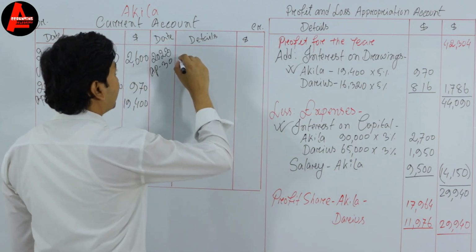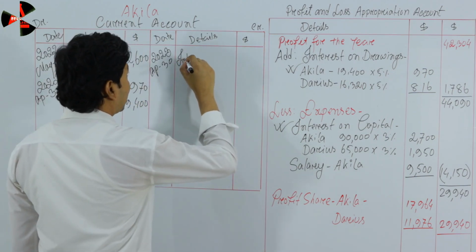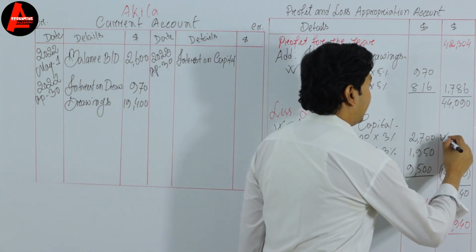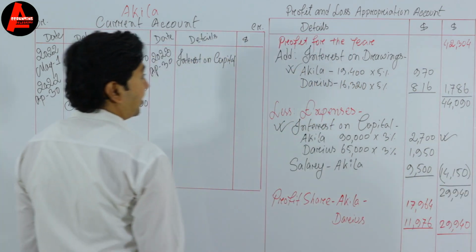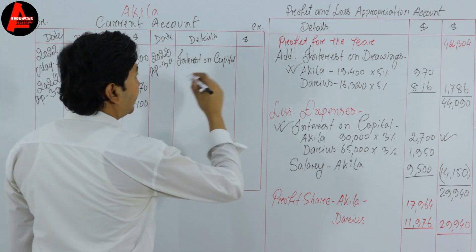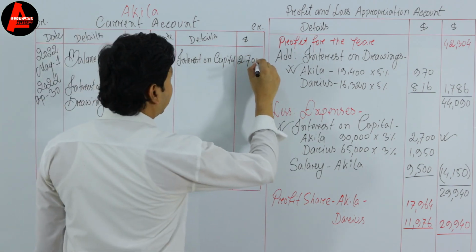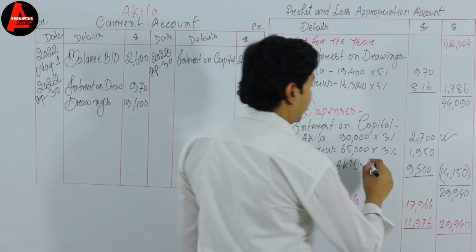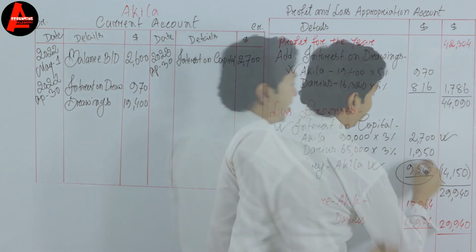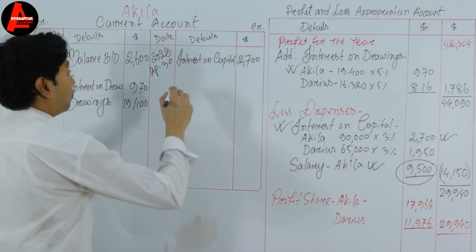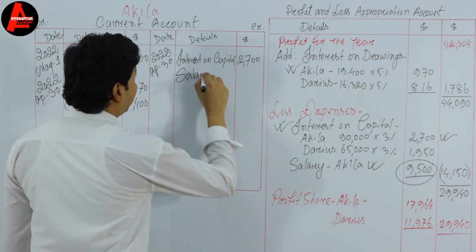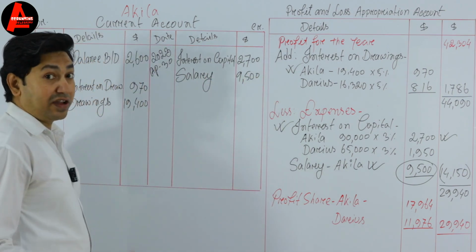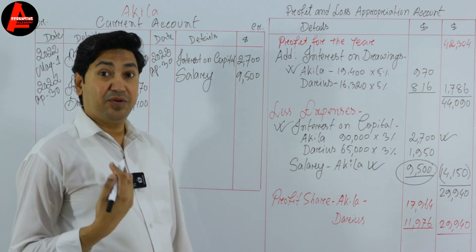Okay, let us write here. So here we calculated Aquila's interest. It is $2,700. So let us write here $2,700. Okay, then here Aquila received salary, right? It is $9,500. So we will write here salary as well, $9,500. Okay, the last item I told you, it is profit share.